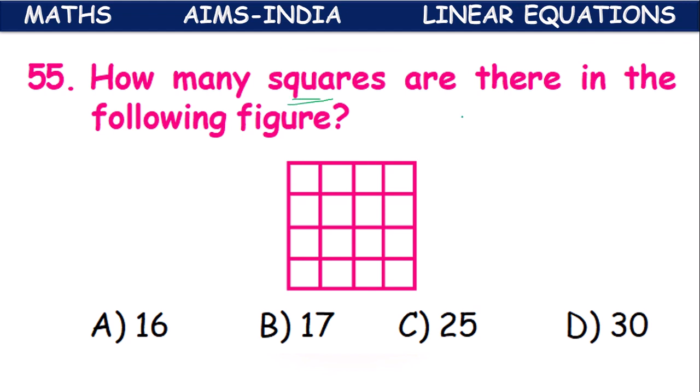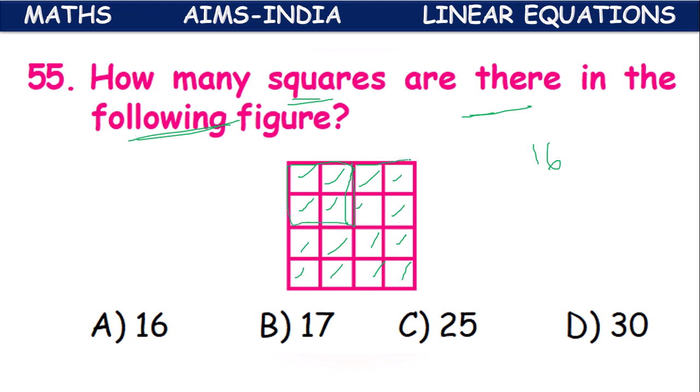So how many squares are there in the following figure? So 1, 2, 3, 4, 5, 6, 7, 8, 9, 10, 11, 12, 13, 14, 15, 16. 16 individual squares.